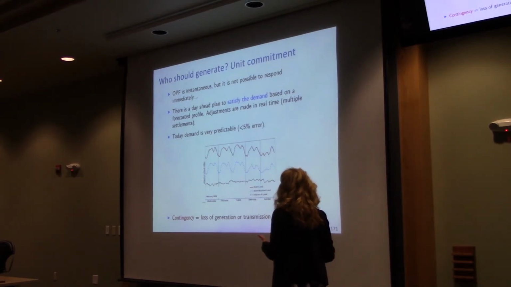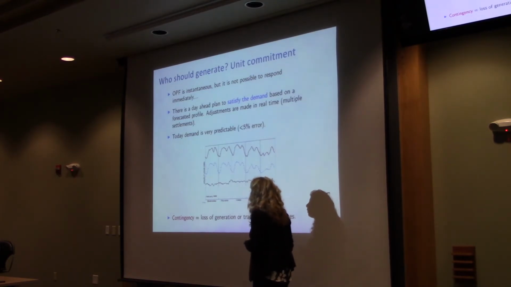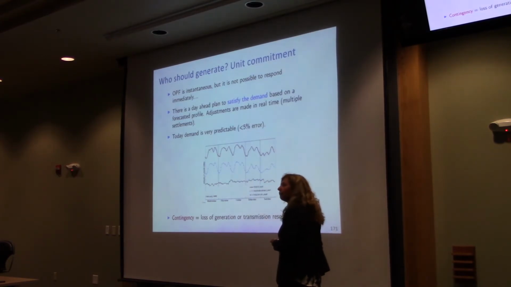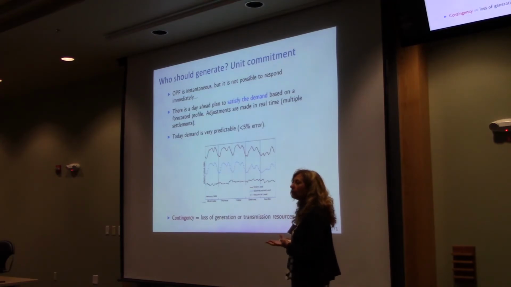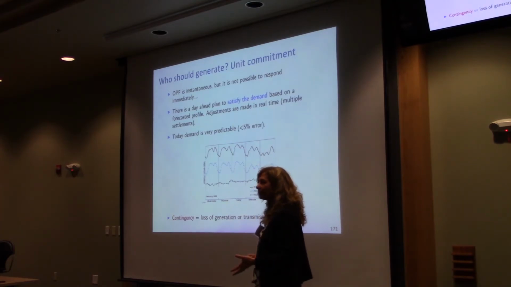So today, because we don't have a lot of renewables, the demand is quite predictable, and so this is very effective. The day ahead, these units are committed, and the mistake that is made is not that large. So what is traded in the real-time market is not a huge portion, 5 to 10% of the bulk amount that was bought the day ahead.